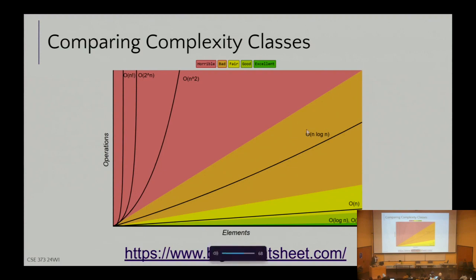Then we leave this mostly happy orange space and move into the red spaces. The next thing that upper bounds log linear is n squared. Then we get to the exponentials, 2 to the n, which has a similar shape but grows much faster than n squared. And then over here we have O of n factorial, which is really bad and means it will complete somewhat unpredictably.